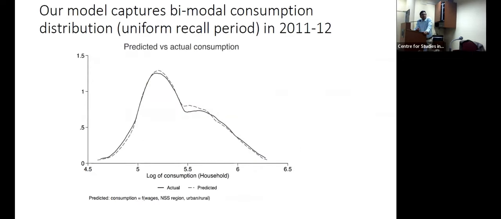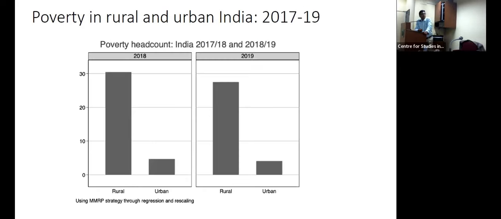Our model captures this bimodal consumption distribution in 2011-12. Based on what we estimate, the thick line is the actual NSS 2011 distribution, which is what I was trying to draw here informally. And this dashed line is what is predicted out of this exercise. This gives us reasonable confidence that it is a good fit. It's not an exact fit, but it's a reasonably good fit. So we are going to put different numbers into this machine and it will spit out a distribution for 2017-18, which will just be the dash, because we don't have it yet.